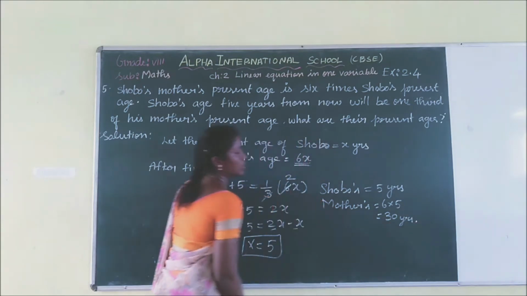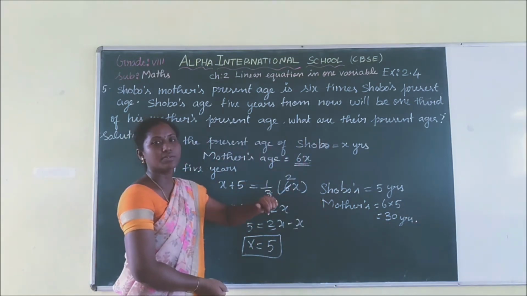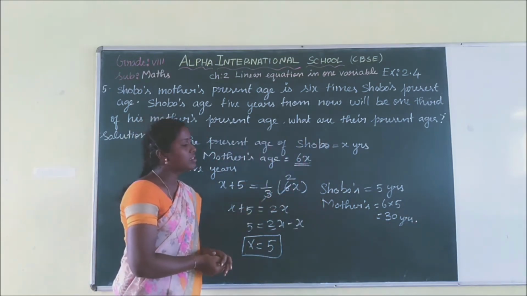years. So the present ages are: the son is 5 years and his mother is 30 years.